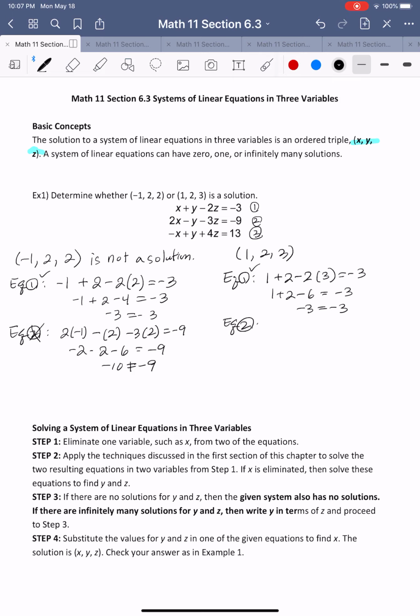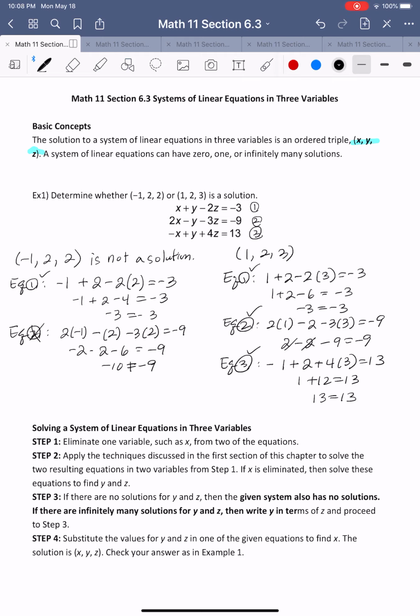Now equation 2, 2 times x minus y minus 3 times z is equal to -9. So 2 minus 2 minus 9 equal to -9. Yes, it is. So it checks for equation 2. Equation 3, negative x plus y plus 4 times z is equal to 13. So -1 plus 2 plus 12 equal to 13. Yes, it is. So it works for equation 3 too. So 1, 2, and 3 is a point on all three linear equations, which is the solution of the system. So this is a solution this time.